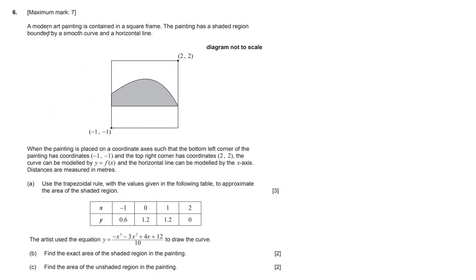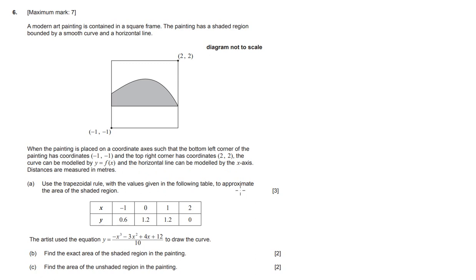Okay, number 6. A modern art painting is contained in a square frame. The painting is a shaded region bounded by a smooth curve and a horizontal line. So, smooth curve, horizontal line, this is the painting. When the painting is placed on a coordinate axis such that the bottom left corner of the painting has coordinates 1, -1, and the top right corner has coordinates 2, 2, the curve can be modeled by y equals f of x, and the horizontal line can be modeled by the x-axis. Distances are measured in meters. Use the trapezoidal rule with the values given in the following table to approximate the area of the shaded region.